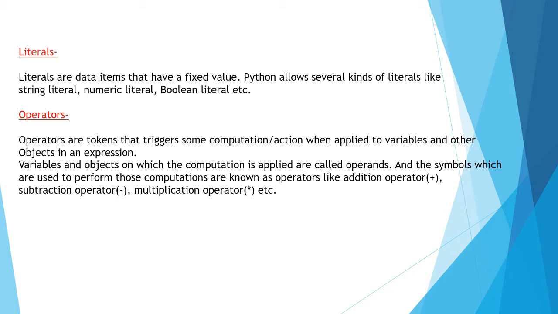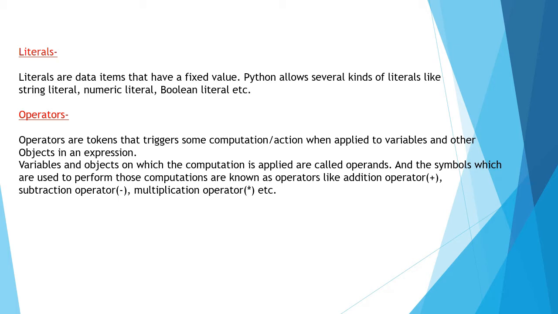Suppose you want to write a = 5, b = 7, and in the next line you want to write c = a + b. So what you are doing in this line, you are triggering an operation. You are starting an operation to add the values of a and b. So this a and b will be treated as the operands, and the plus in between them, that is a + b.